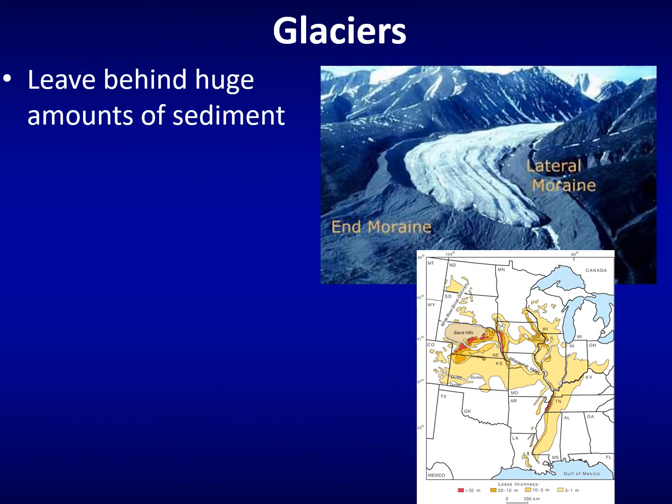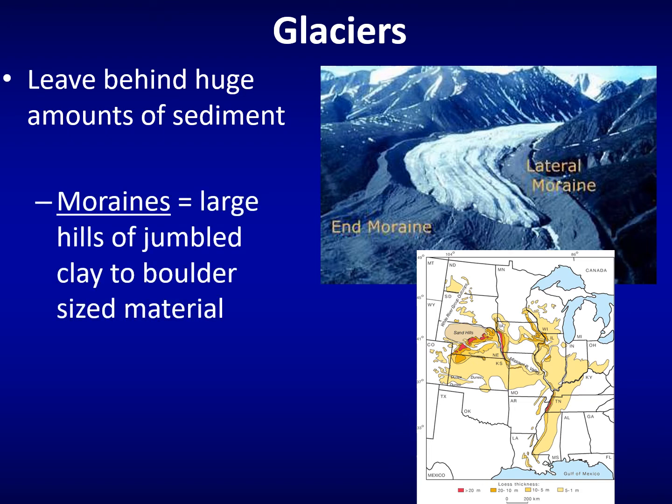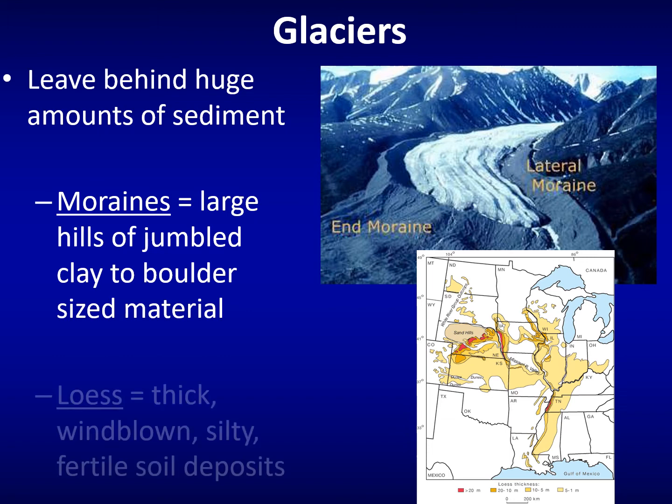Glaciers also leave behind huge amounts of sediment. When they melt and start to recede, they'll drop the things they're carrying, and that causes large hills to be formed. Those are called moraines, large hills of jumbled clay to boulder-sized material that are dropped by glaciers.